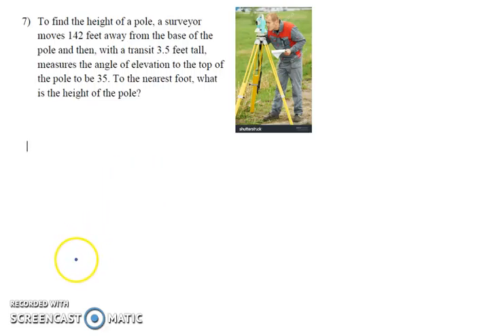All right, to find the height of a pole, a surveyor moves 142 feet away from the base of the pole, and then, with a transit 3.5 feet tall, measures the angle of elevation to the top of the pole to be 35, and that should be 35 what? 35 degrees. To the nearest foot, what is the height of the pole?